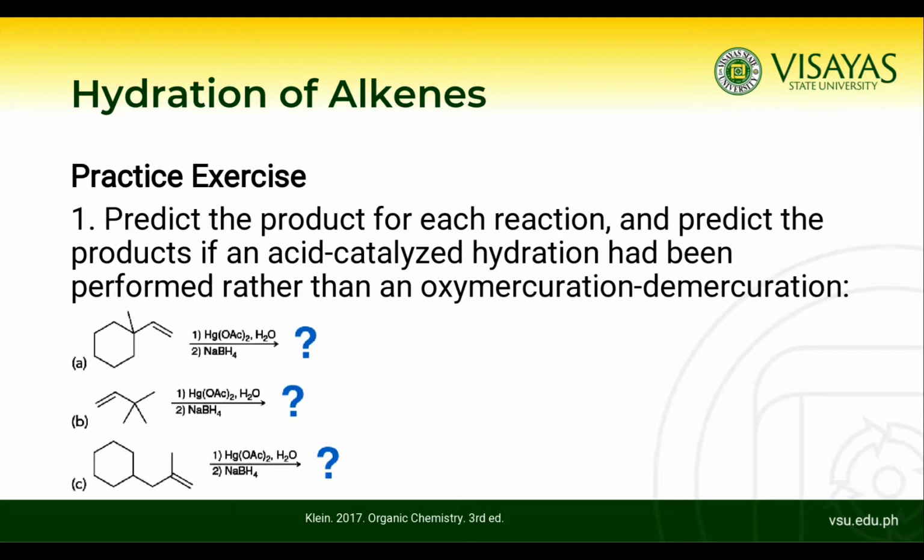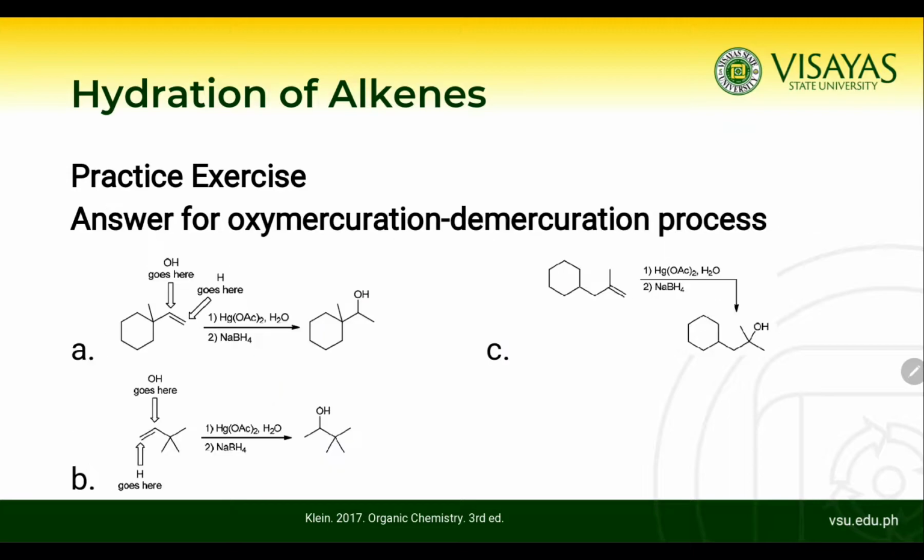Now here I have an example. Predict the product for each reaction if we have the oxymercuration. These reagents here are for the oxymercuration-demercuration process. So what are the products if this follows oxymercuration-demercuration, hydration of alkenes, and what would be the product if it's an acid-catalyzed hydration? So let's start with the oxymercuration-demercuration process.